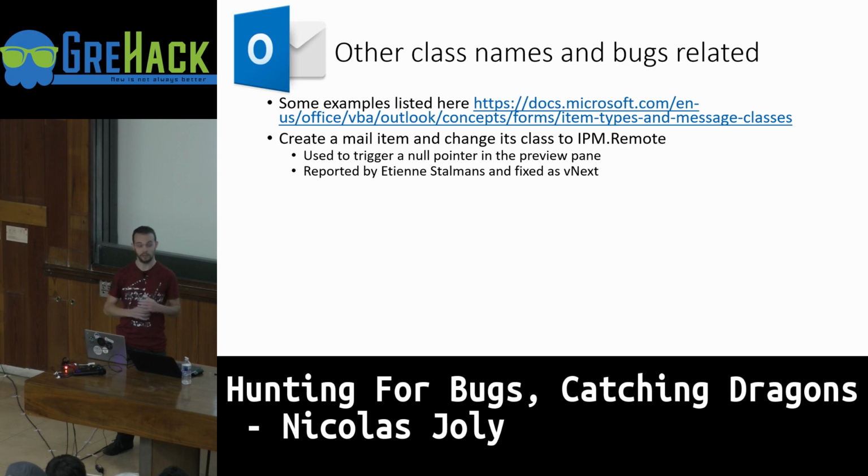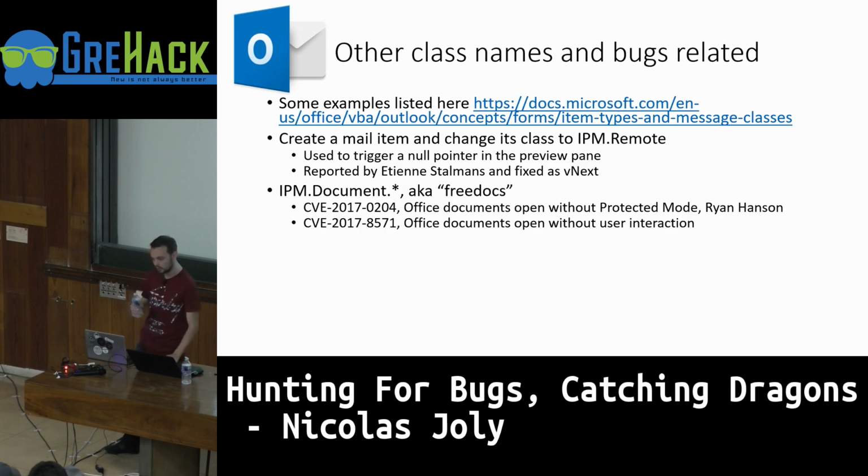Because we didn't service the bug, because that was just a null pointer. So what Etienne did was just take a normal email and change the message class to IPM.Remote. And just by doing so, he managed to trigger a null pointer in the preview pane. So it's just a null pointer, so not that interesting, because you can't exploit that. Still, you can crash the client, but it's not very interesting. Anyway, it made its way to that presentation, but it was still interesting.